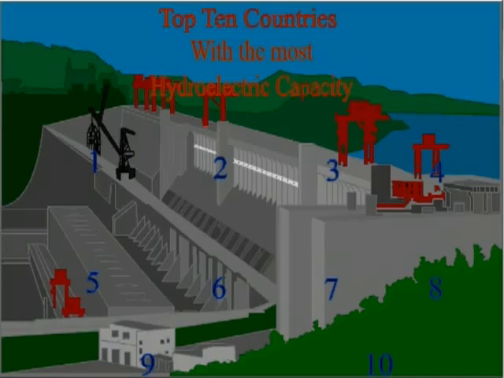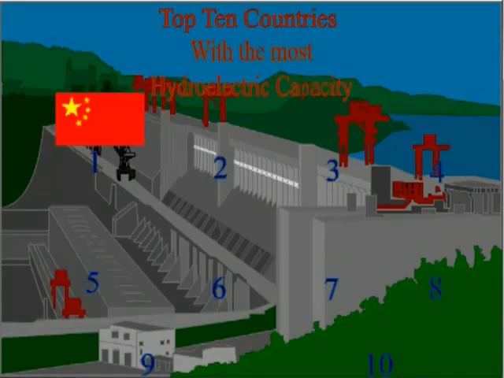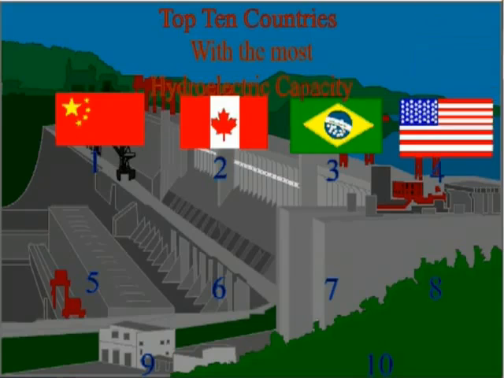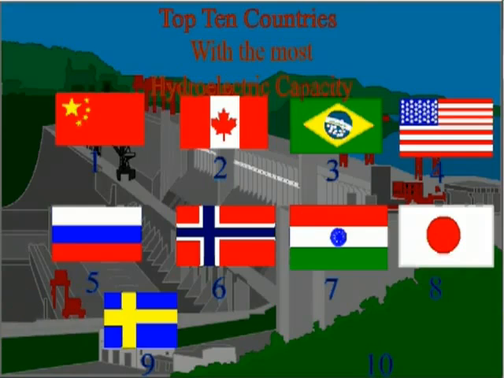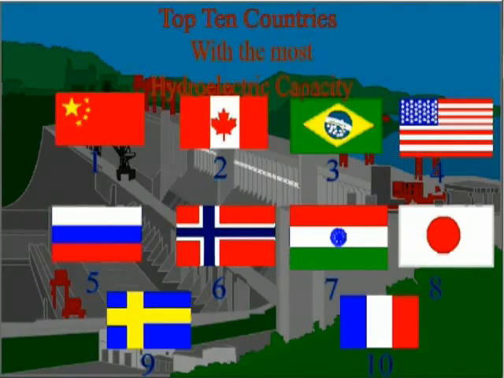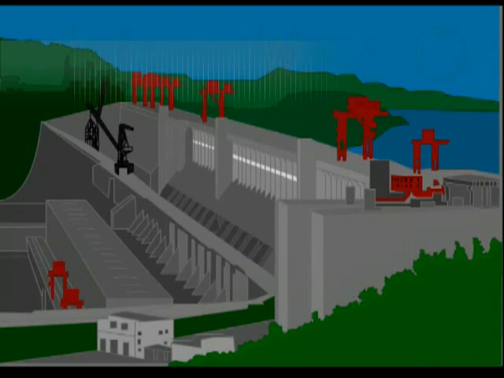Here are the top 10 countries with the most hydroelectric capacity: China, Canada, Brazil, US, Russia, Norway, India, Japan, Sweden, and France. Join the trend today and switch to hydroelectric.